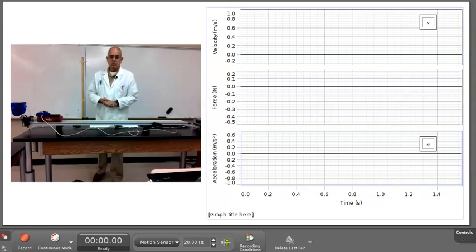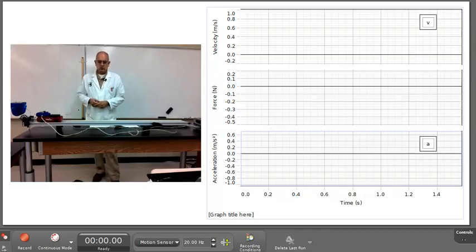Hello and welcome to lab number 4. Now what we're going to do here is follow up on some questions that we developed when we were doing lab number 3.